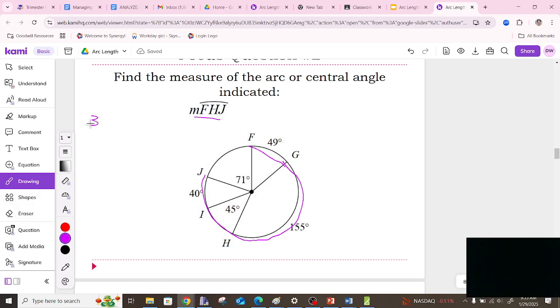So if I take 360 and subtract 71, that would give me this whole thing. Now I could just add all the pieces together too. It's up to you. I'd rather just do one thing. So that would be 289 degrees. Or you could add 49, 155, 45, and 40. That should also give you 289.